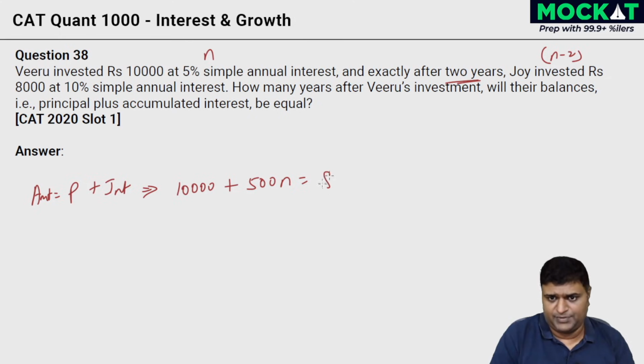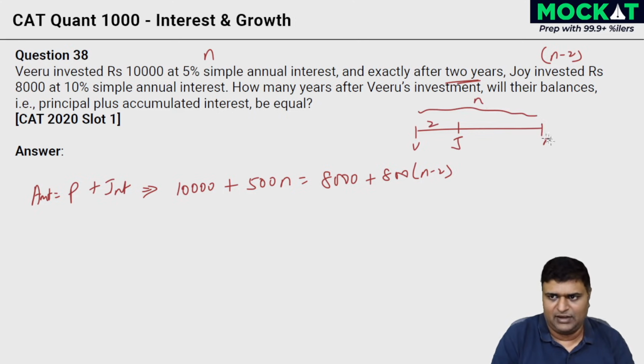And Joy over here is putting in 8,000 rupees, but earning 10% of 8,000, which is 800 rupees every year. And for how many years? For n minus 2 years. So n years after Viru's investment is n minus 2 after Joy, because Joy came in 2 years later, right? Just look at it this way. So you have Viru here, you have Joy here. If the total is n years, then Joy's money has been lying in the deposit for n minus 2, the remaining period.